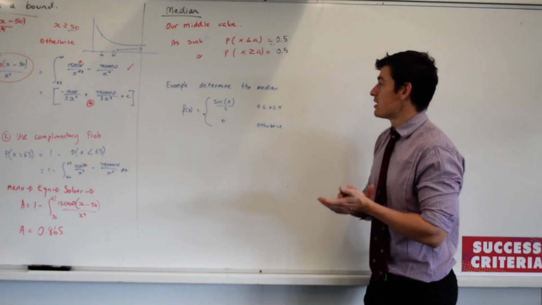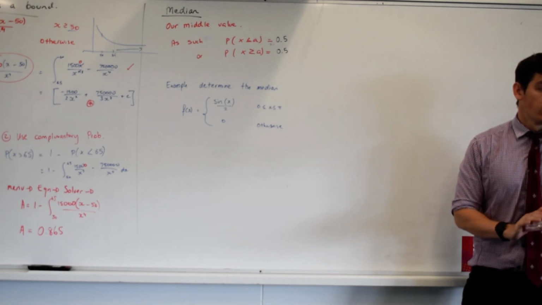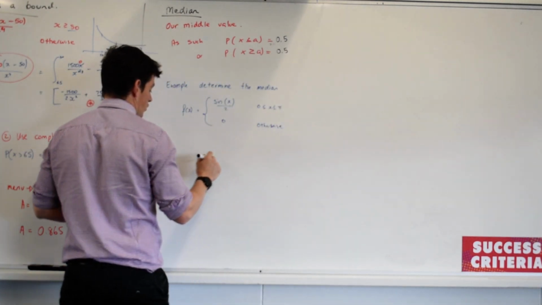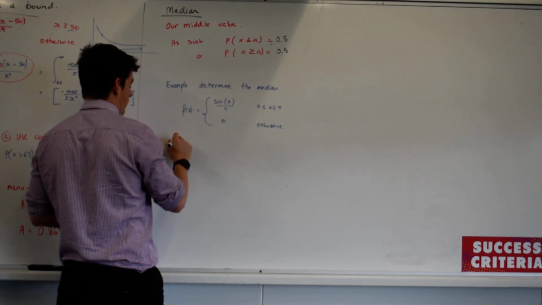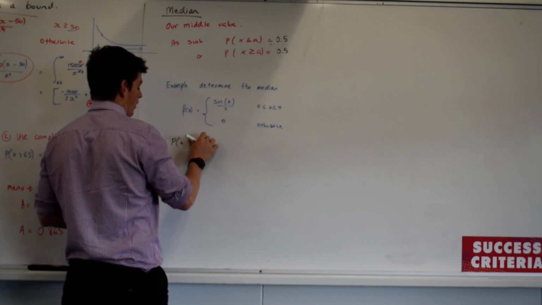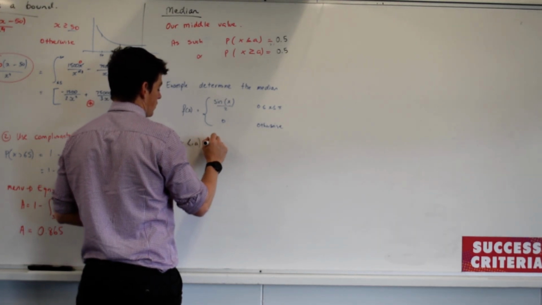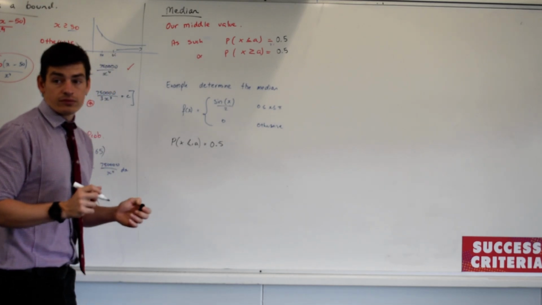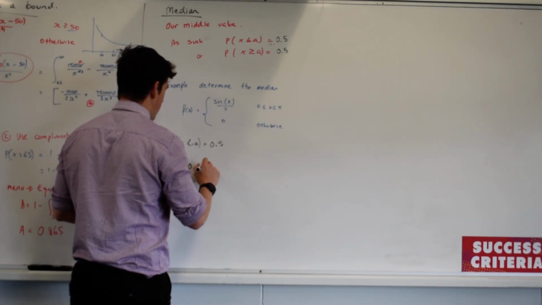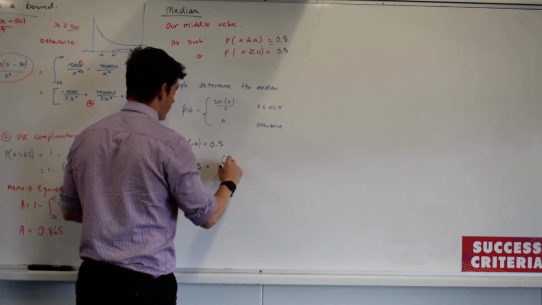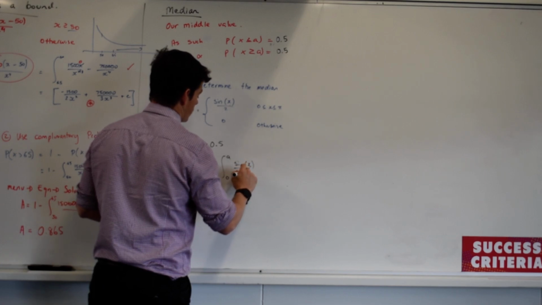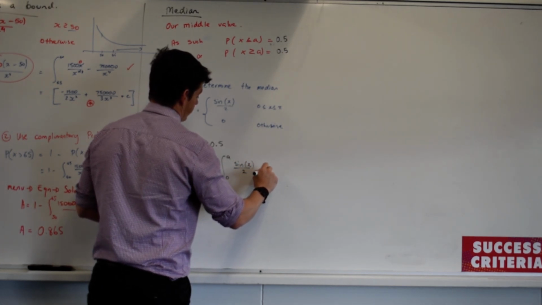We're going to go through this example here. This is a tech-free example. So I want to determine the median of this function here. So I want to find the probability that x is less than or equal to A is equal to 0.5. So my next line of working is going to be 0.5 equals the integration from 0 to A of sin x over 2 dx.